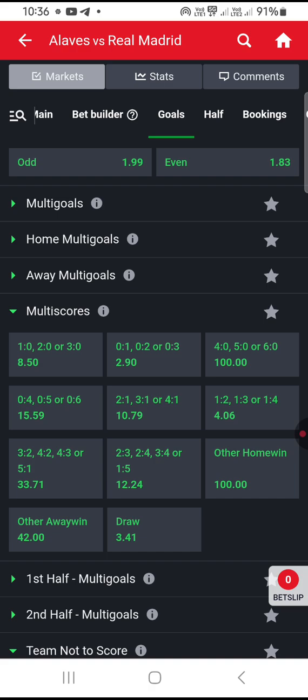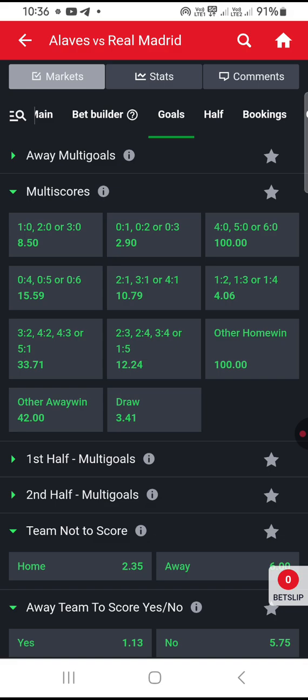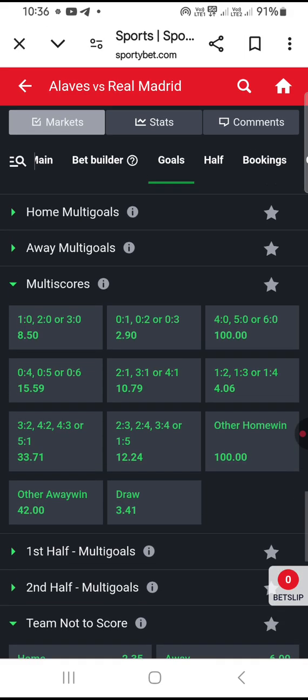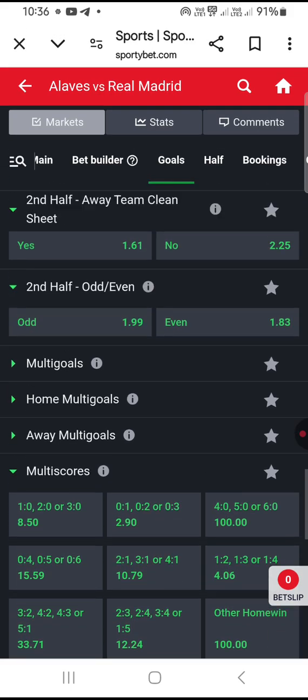Then I think there's first half Multiscore and second half Multiscore. This one is so dicey. First half Multiscore and second half Multiscore are so dicey. If I were you, I will not venture here, but we can still talk about it. Another method you have to use in playing Multiscores is in-play games. In-play games is another important one.